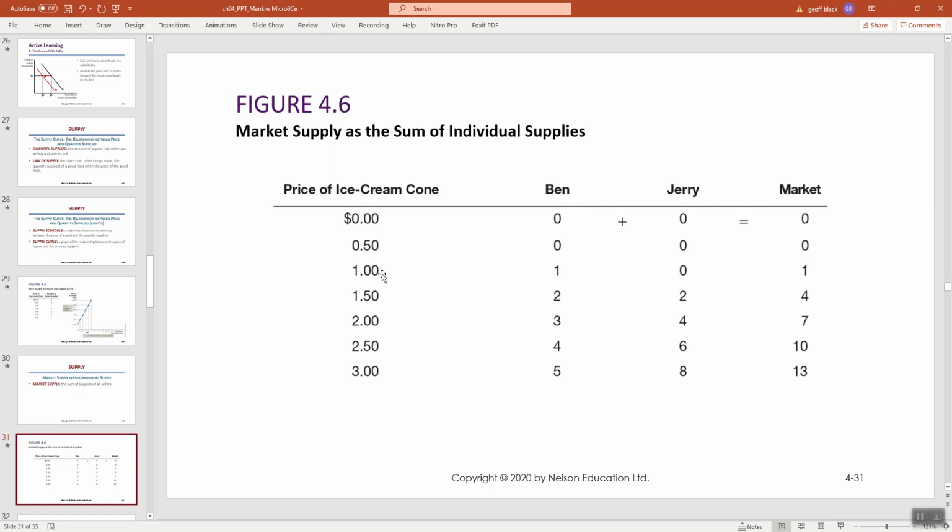Now, if the price goes up from $1 to $1.50, Ben is willing to supply 2, and Jerry is willing to supply 2. So you get a market, okay, or a sum of 4, okay, and then so on. As the price goes up, the market supply increases, okay.